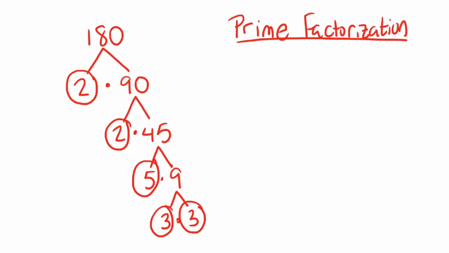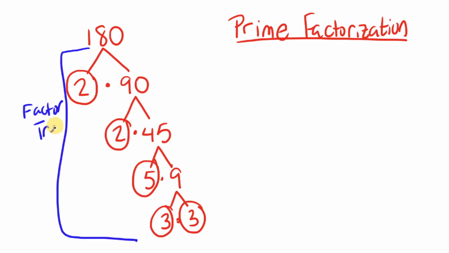And again, just change the color real quick. This here, from the very top of the 180 all the way down to the bottom, that is not the prime factorization. That is called the factor tree. It's what we use to help us find the prime factorization. So these circled numbers are what give us our prime factorization. All we have to do is write down these circled prime numbers because they're the smallest prime factors of 180.